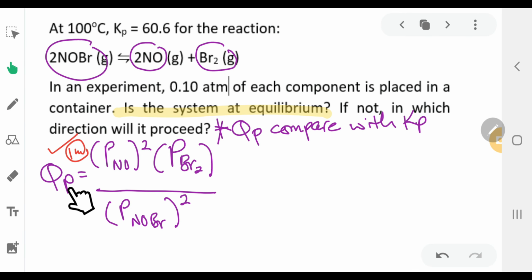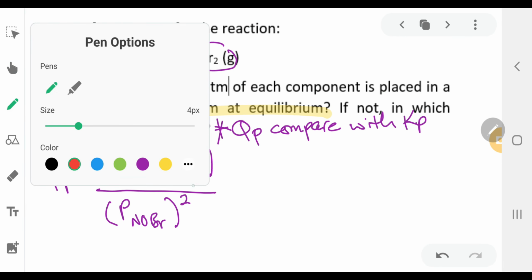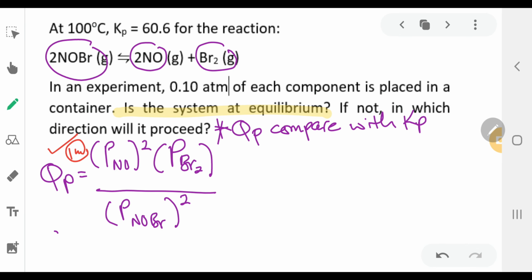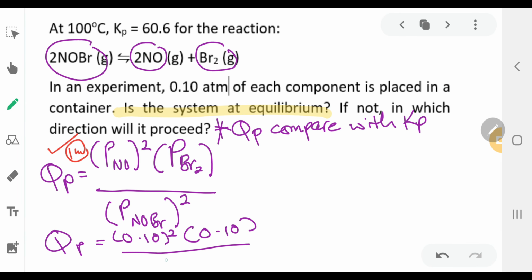Don't forget to write your P over here because it can be Qc or Qp depending on the situation given. By substituting all the values inside Qp, you would get 0.10 to the power of 2 times 0.10 over 0.10 to the power of 2, and you would get the value of Qp equals to 0.10.